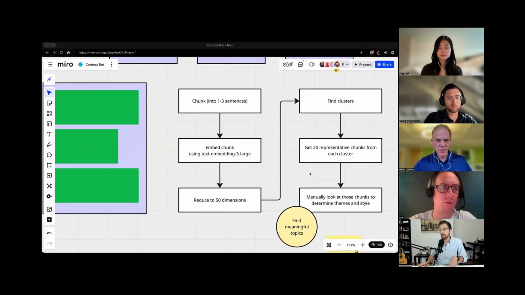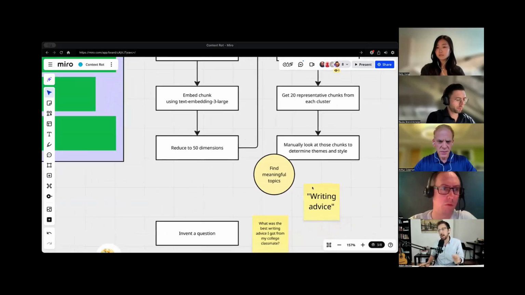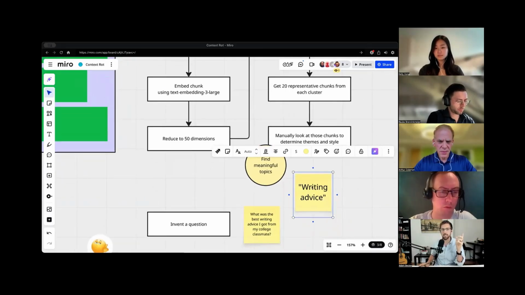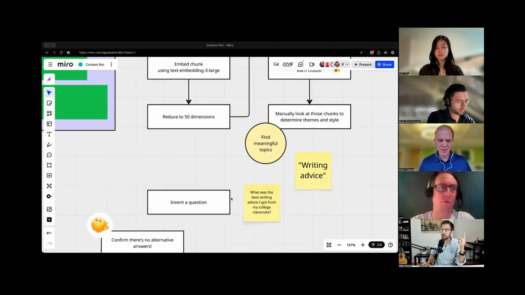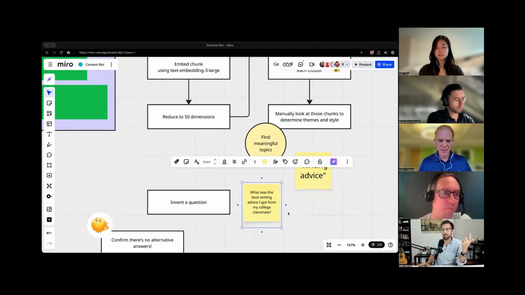And now let's manually review those so you get a sense of what they are actually talking about and what's the style. And then you find meaningful topics. And let's say the topic is writing advice. So you say, okay, Paul Graham's essays, they tend to talk about writing advice. Fine. So now let's invent the question. The question we invented was, what was the best writing advice I got from my college classmate?